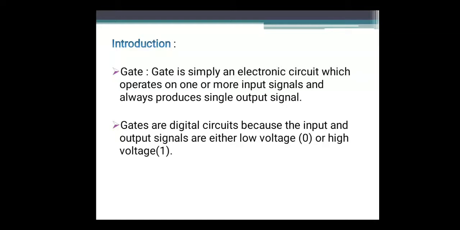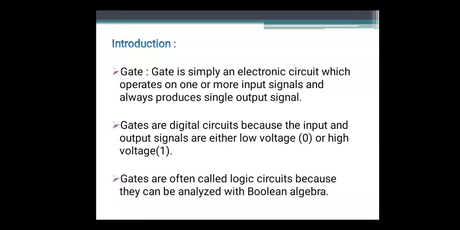Second point, gates are digital circuits because the input and output signals are either low voltage or high voltage. Low means 0 and high means 1. Third point, gates are often called logic circuits because they can be analyzed with Boolean algebra. Boolean algebra deals with the binary system, so these are in two states, low and high, 0 and 1 form.